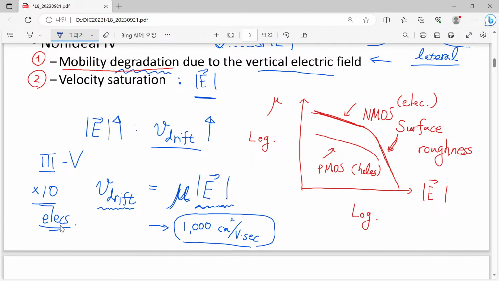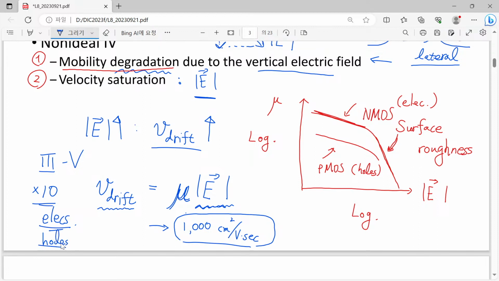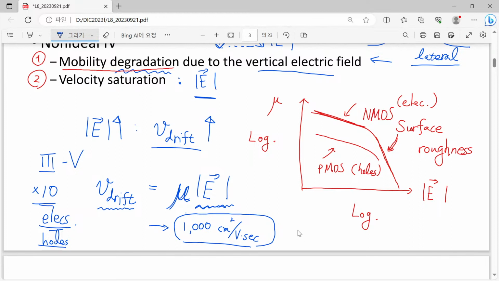It's perfect. However, in this case, hole mobility is quite awful. In the case of silicon, even for our PMOSFET transistor, it's on the order of 100 square centimeters per second, or slightly lower, like the order of 10 something. That can be achieved.